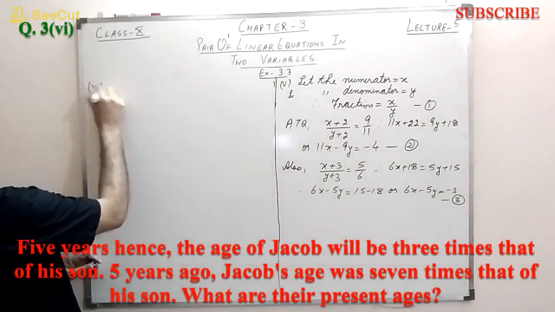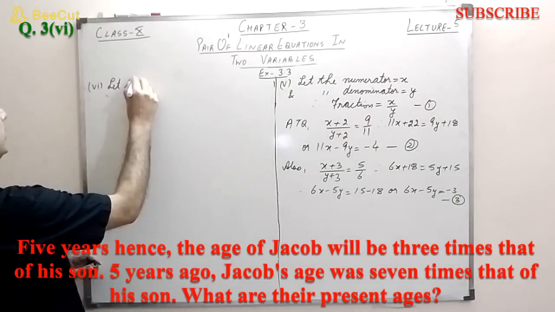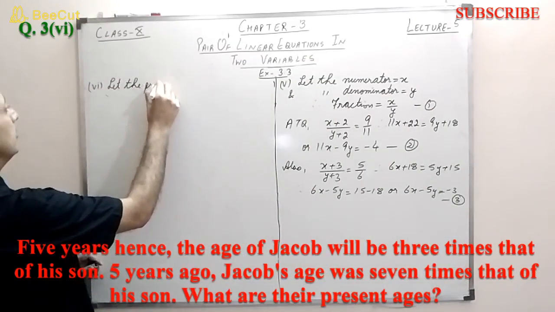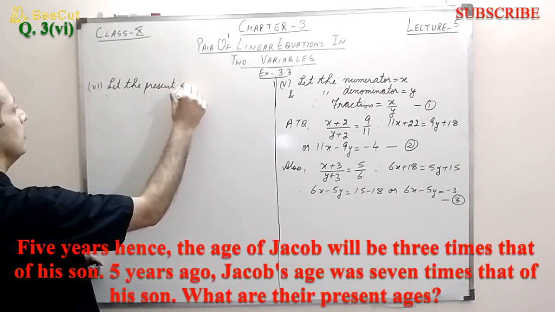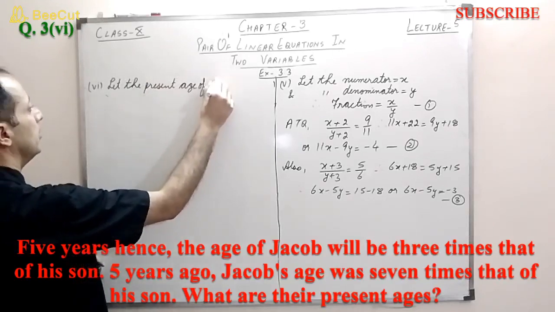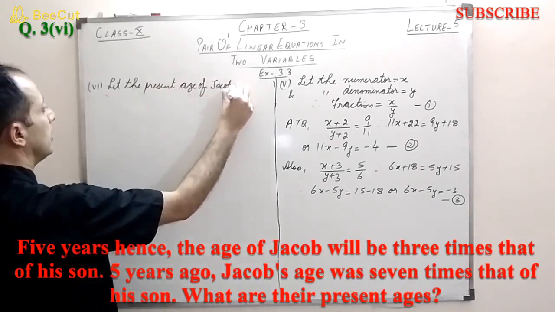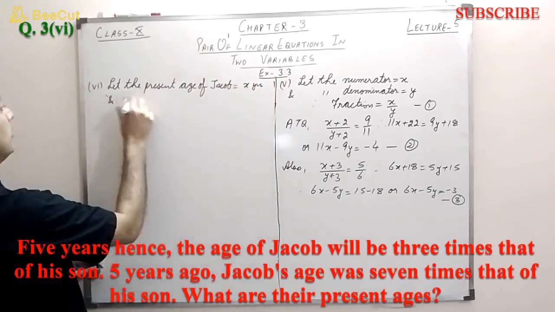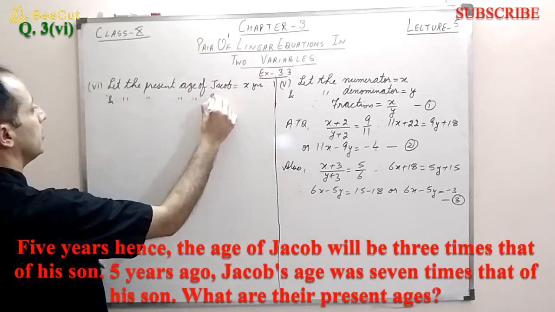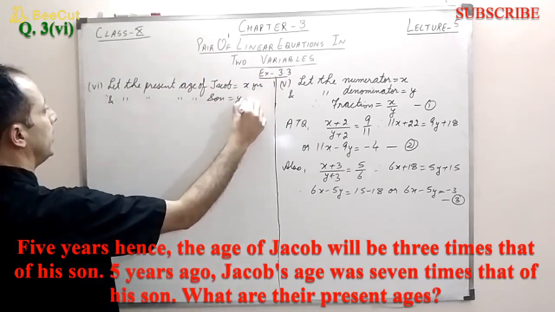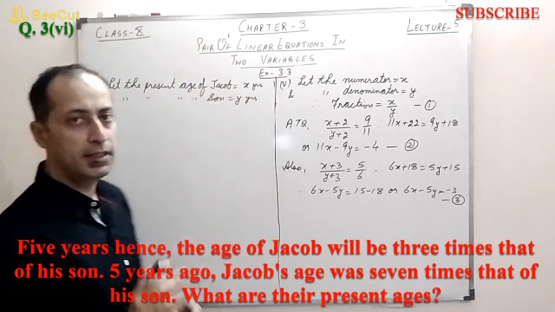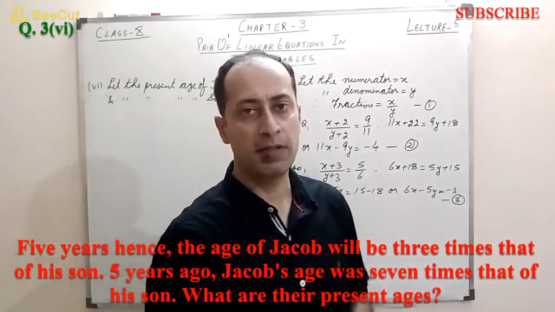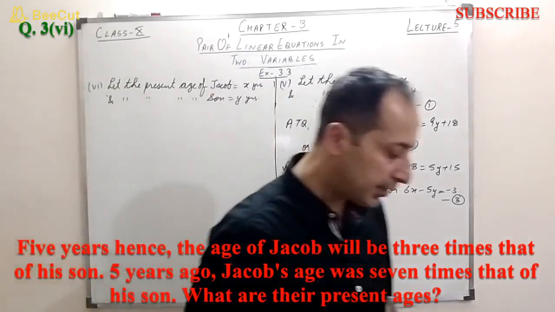So what we suppose is this. Let the present age of Jacob be x years and the present age of the son equal y years. So this is the thing which we require. Whatever is required, we suppose them x and y. Now we break the statement.